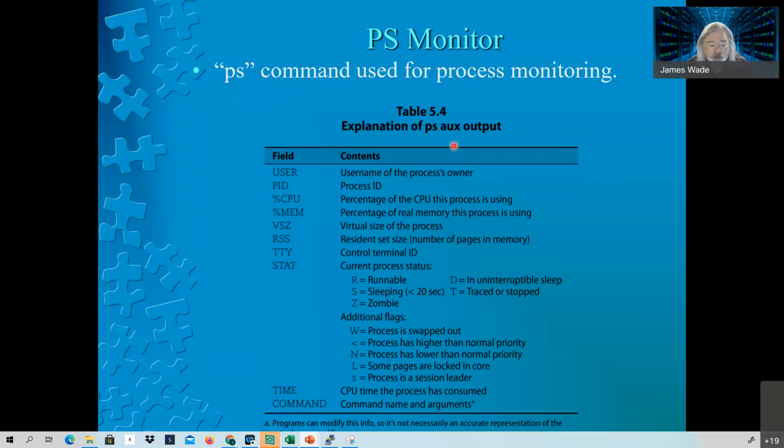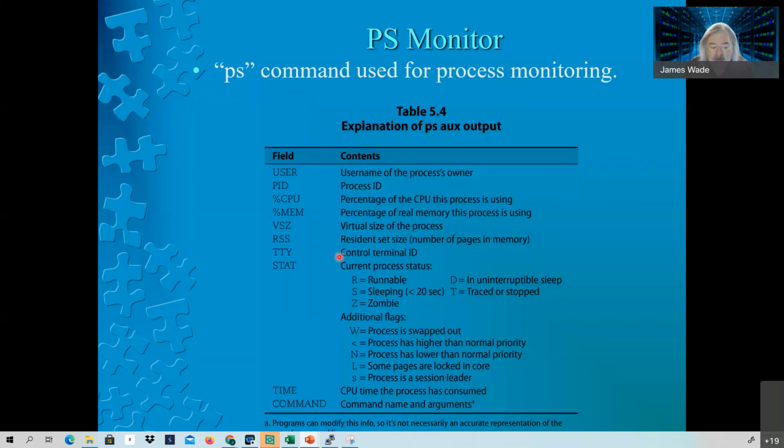So here we can get the username of the process owner, process ID, the amount of CPU the process is using, and the amount of memory. The virtual size of the process, meaning how much virtual memory it is taking up. The resident set size is actually the physical amount of memory, in pages, that it is using. So when we look at a program to see how much memory it's taking up, we look at both the virtual size and the resident set size.